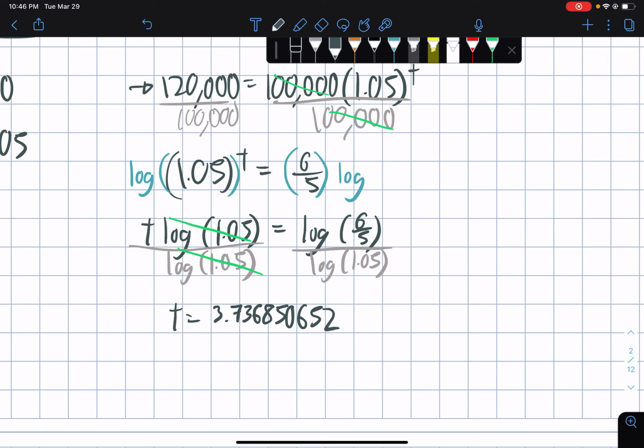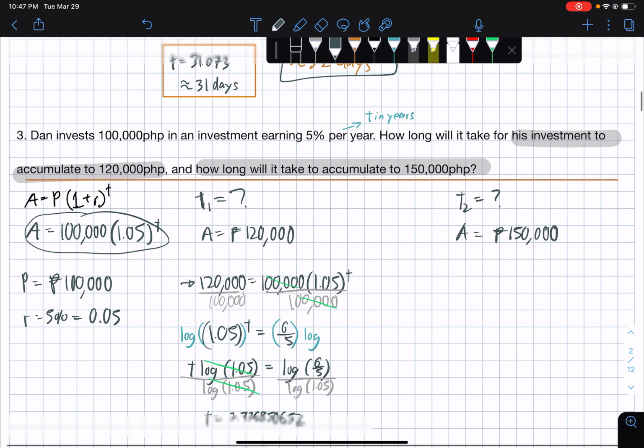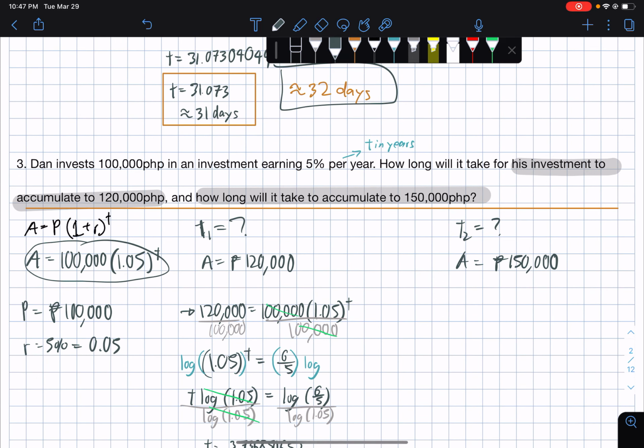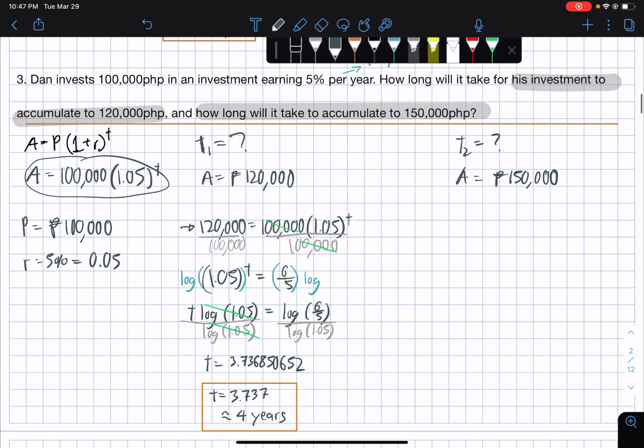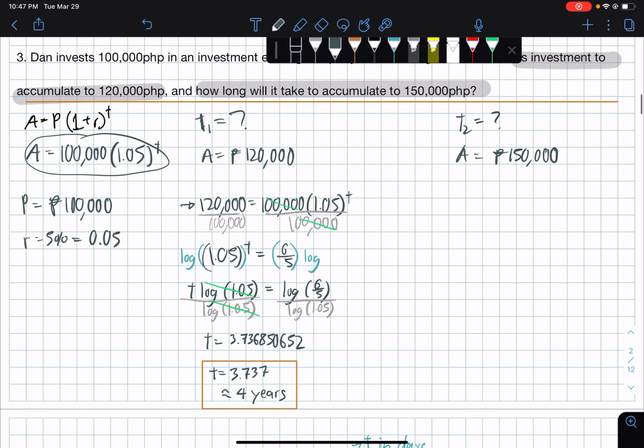3.736850652. Okay, that's correct. Let's round it off: 3.737, or approximately 4. What's the unit? T is in years. So our t is approximately 4 years. So it would take 4 years for the investment to accumulate to 120,000 pesos.